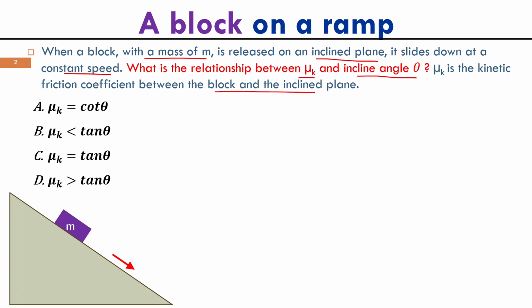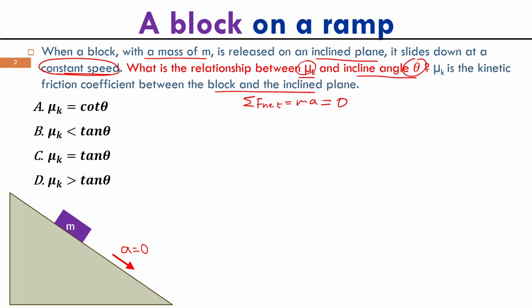Since this question is asking the numerical relationship between mu k and the angle theta, we definitely need to do some calculation. And the key word for this question is moving down with constant speed. So if the block is moving down with constant speed, that means the acceleration is zero. So what can we learn from acceleration? We know the net external force equals mass times acceleration. If acceleration is zero, it means the net external force is zero.